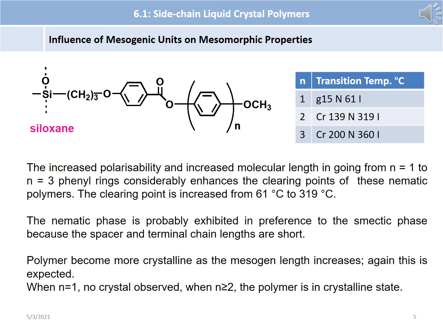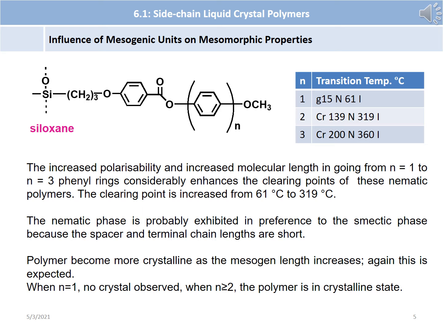Let's see the influence of different lengths of mesogenic unit. The increased polarizability and increased molecular length in going from N equal to 1 to N equal to 3 phenyl rings considerably enhances the clearing points of these nematic polymers. The clearing point is increased from 61 degrees Celsius to 319 degrees Celsius.